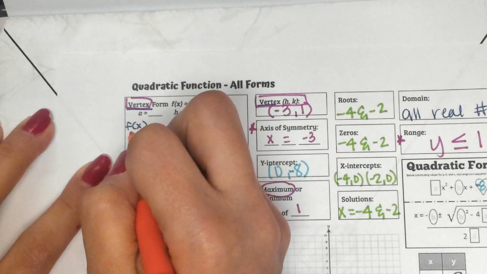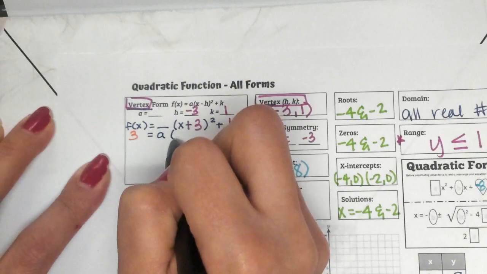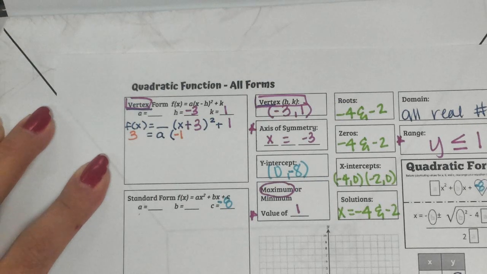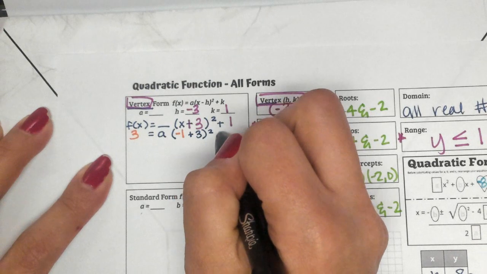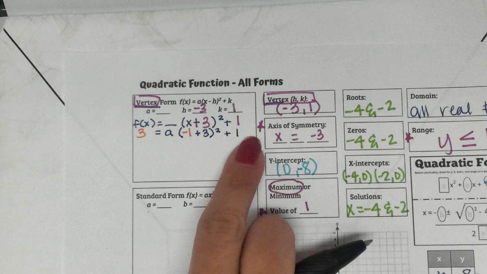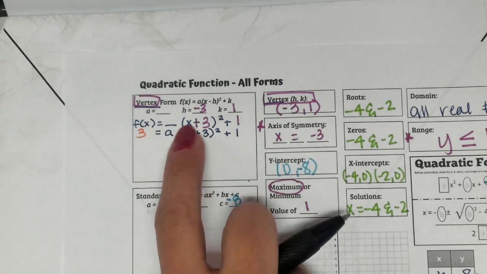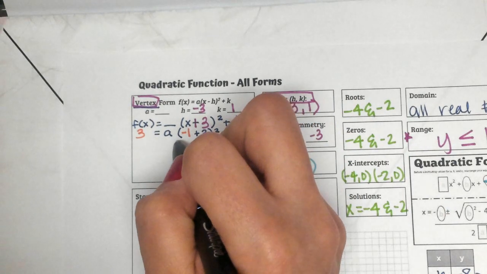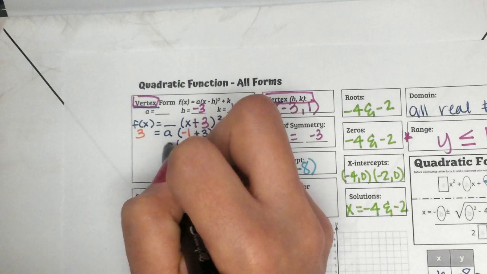So y becomes 3. We still don't know my A. X becomes -1. And yes, I'm writing tiny so it can fit. (-1 + 3) squared + 1. To solve for A, we have to simplify this side of the equation to get it down to a two-step equation. So we start with inside the parentheses, -1 plus 3 is 2, squared, plus 1, A equals 3.